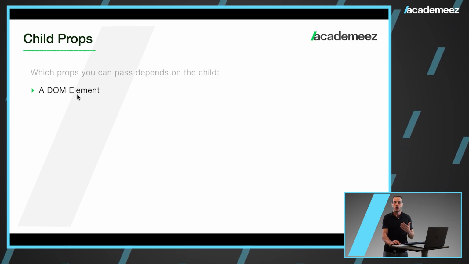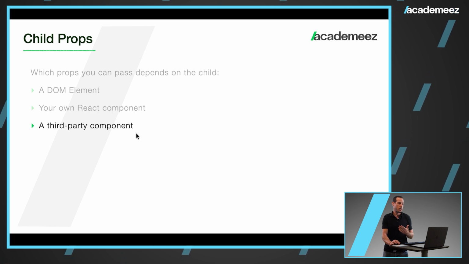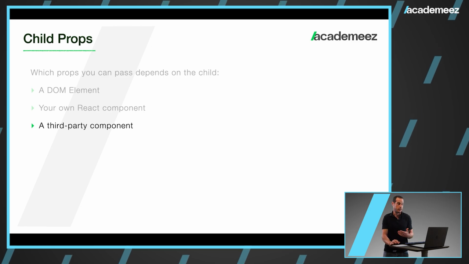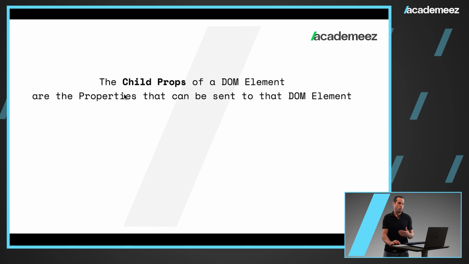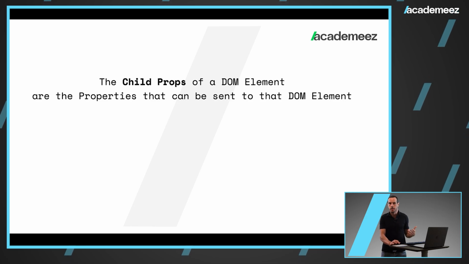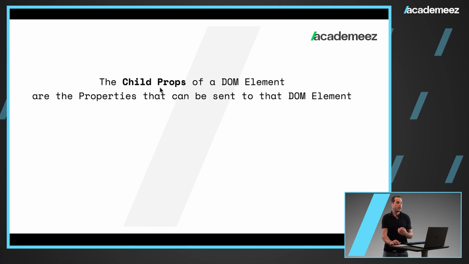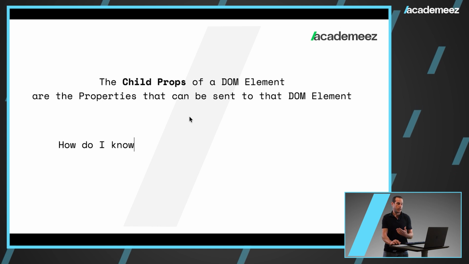If we're talking about a DOM element, our own React component, or a third-party component, like the example we saw with the MUI button. So we'll start with a DOM element. Our first task is: what if our child is of type DOM element? We saw an example of an image DOM element, and we'll use that example, but the same rules apply if we use a different DOM element. What are the props that I can pass if my child is a DOM element?